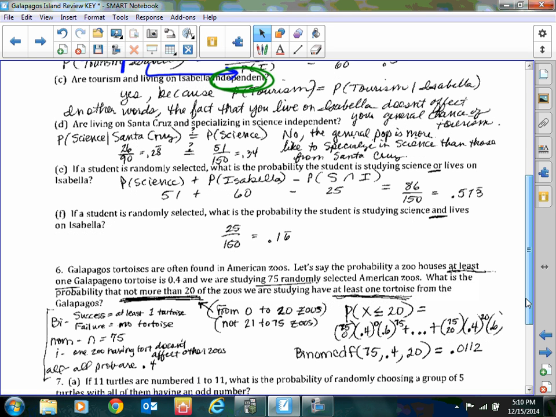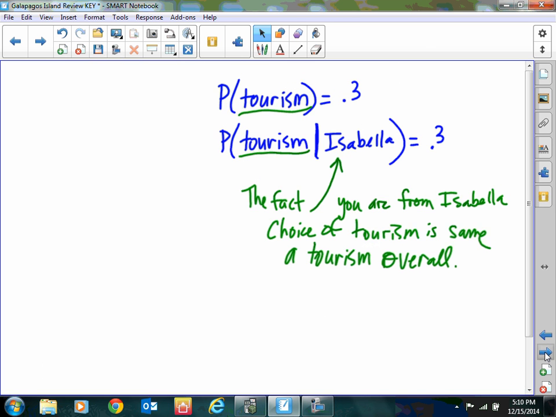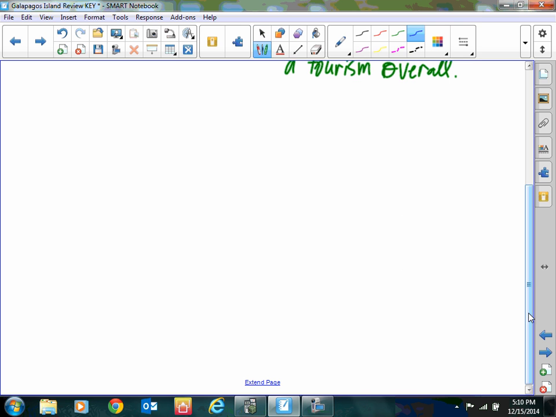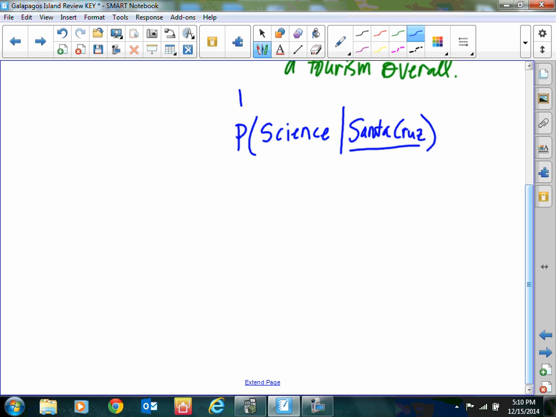What you can do, same type of thing, is say, okay, I did the probability of science, given that you are from Santa Cruz. I want to see if the fact that you live in Santa Cruz changed the probability that you did science overall. So you check each one of these individual ones. Did the probability of science change overall given that you lived in Santa Cruz?